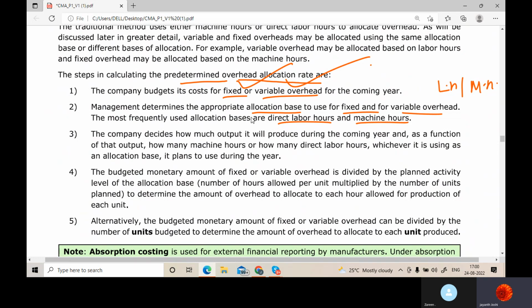Company decides how much output it will produce during the coming year. How many units? As a function of that output, how many machine hours or labor hours, whichever it is using as an allocation base, it plans to use during the year. Then the budgeted monetary amount of fixed or variable overhead is divided by the planned activity level. As I said, I had taken $10,000 as my factory rent and I divided by 1,000 labor hours, because I have already estimated that my laborers are going to work 1,000 hours only. That is the capacity they have. That means that much total I will take to produce the entire units of chairs, 100 or 1,000, whatever chairs I want to make in a year.